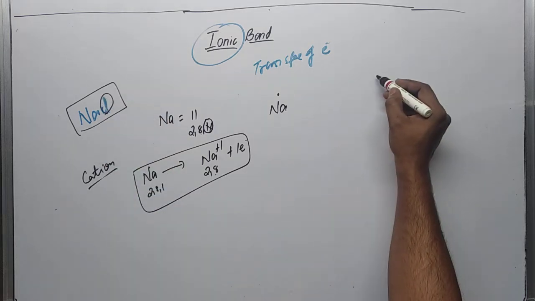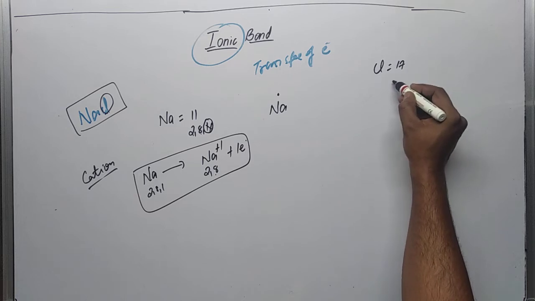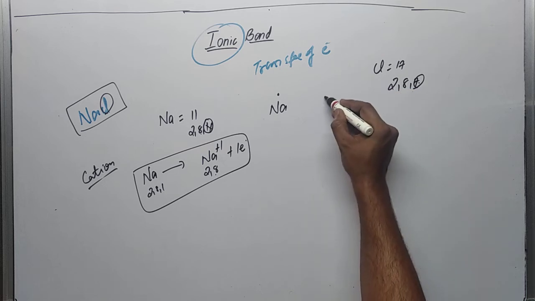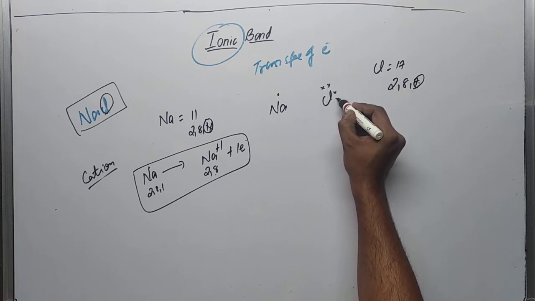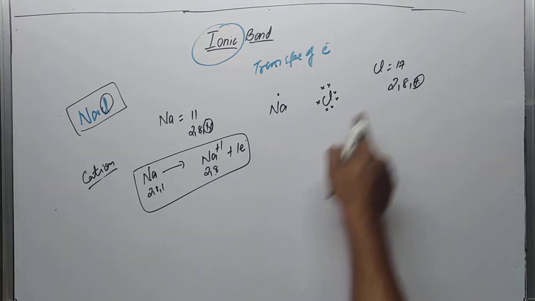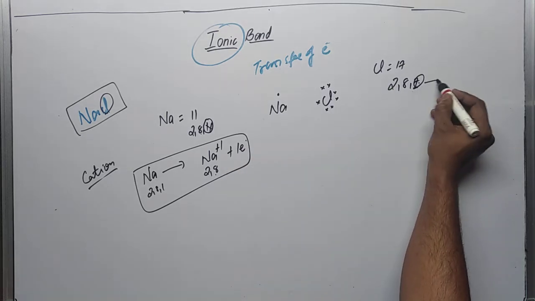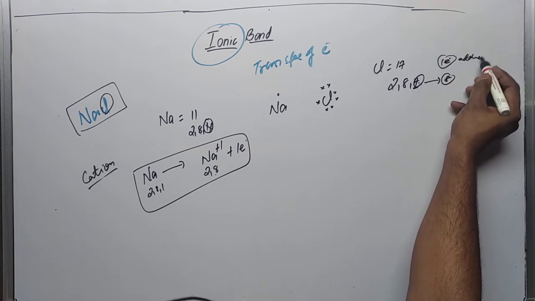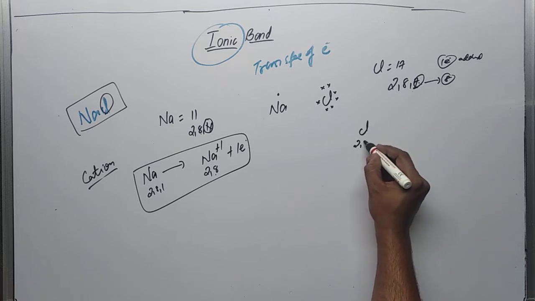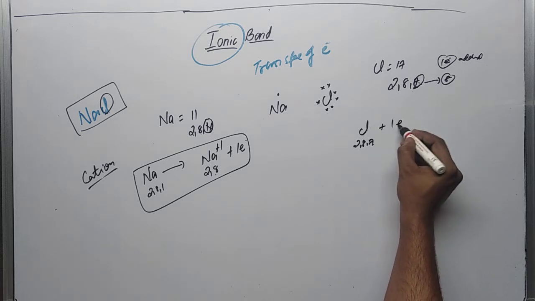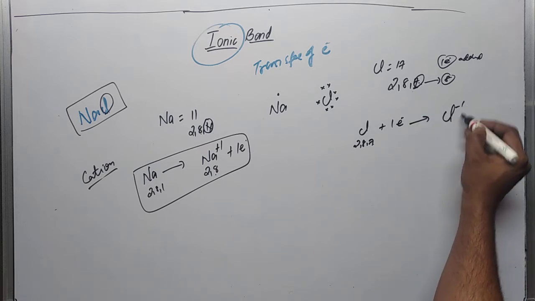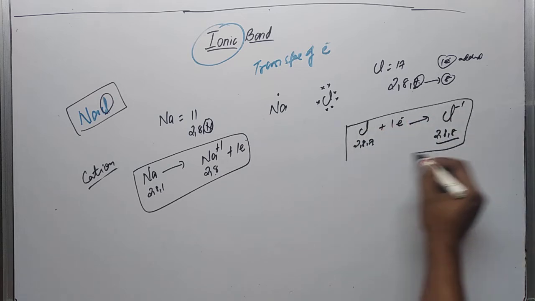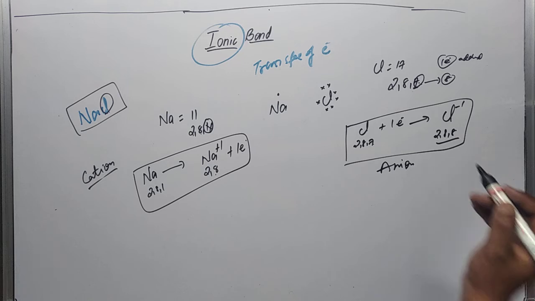Next, the other part of this molecule is chlorine. Chlorine atomic number is 17. If I write the shell configuration, this is 2 8 7. So in the last shell we have 7 electrons. I am just drawing the 7 electrons which are there in the last shell. Here this 7 has to become 8. To make this 7 an 8, 1 electron should be added. So chlorine, which previously had 7 electrons in the last shell, now gains 1 electron and becomes an anion. Now it has 8 electrons in the last shell.